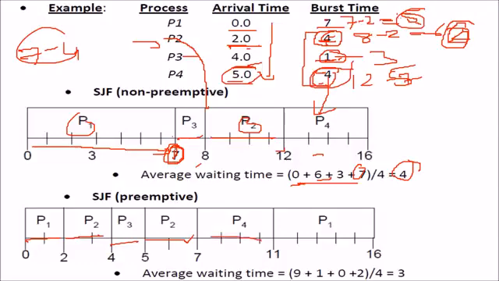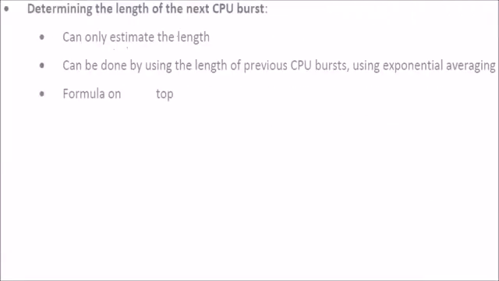You can say that P1 will be taken last because it has the largest remaining time. P1 will come here and it will be completed. I just discussed how to find the waiting time, and this is the average waiting time, which is equal to 3. And we see this is better. SJF preemptive is better.